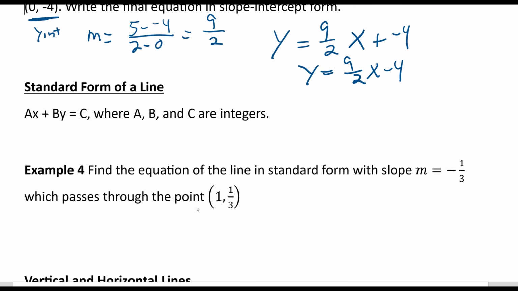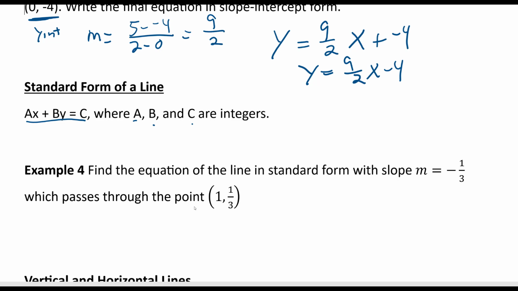Now, I will introduce the standard form of a line. It's ax plus by equals c, where a, b, and c are integers. The problem with this form is there's not just one answer for that. I've seen it so many times, and the unwritten rule is that a is positive and a whole number. So that's how I've seen it manifest itself.